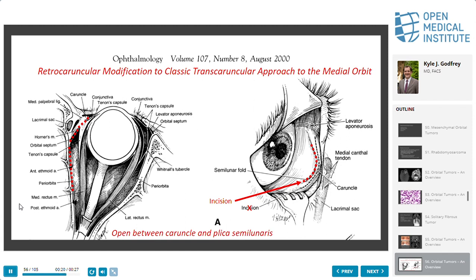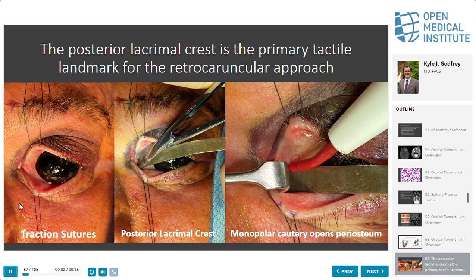There's not a lot of retraction being placed on the nerve. We're not squeezing or pushing on the nerve within the orbit, and we're usually able to safely excise these. So this is just showing that approach, putting some traction sutures, feeling with our scissors for that posterior lacrimal crest to know we're behind the lacrimal system, then using monopolar cautery to open up the periosteum within the orbit, and then travel subperiosteally into that orbital space.